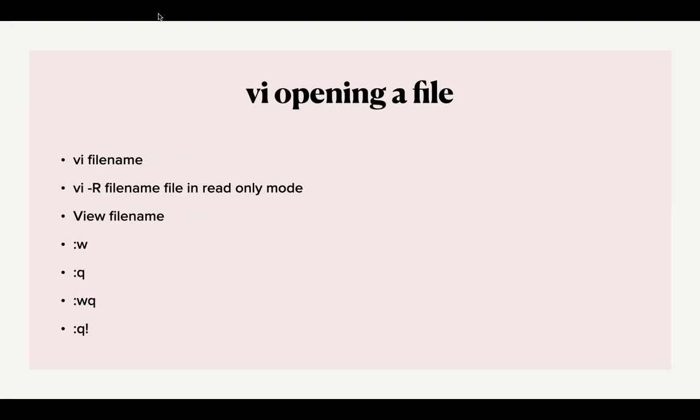The next topic is all about how to open a file in VI, opening the file or viewing the file. We type vi, a space, and the file name .sh, which will open whichever file you have created.